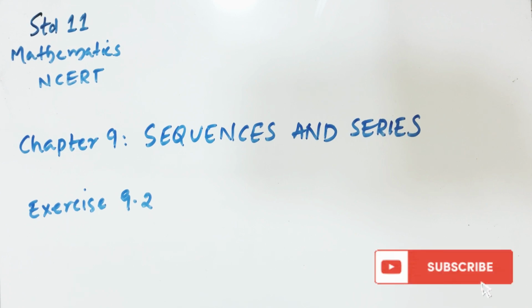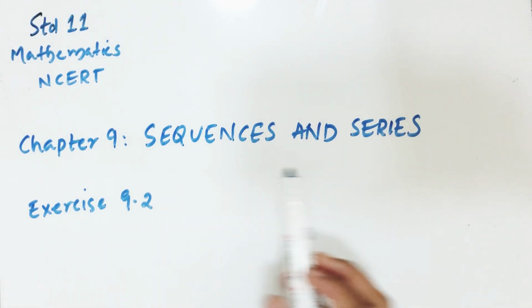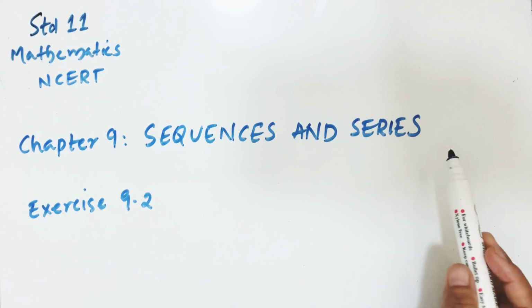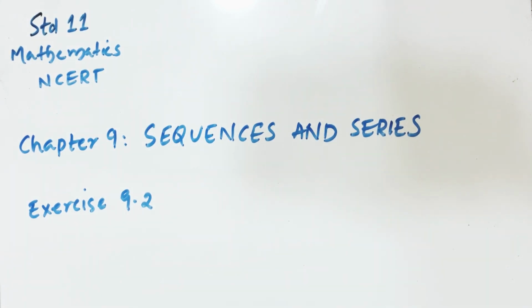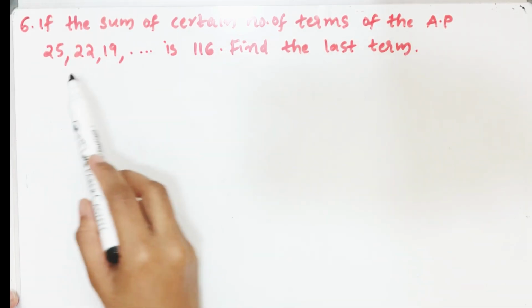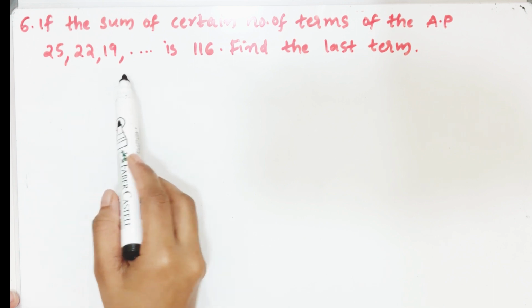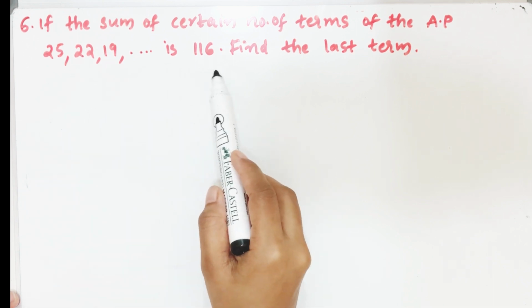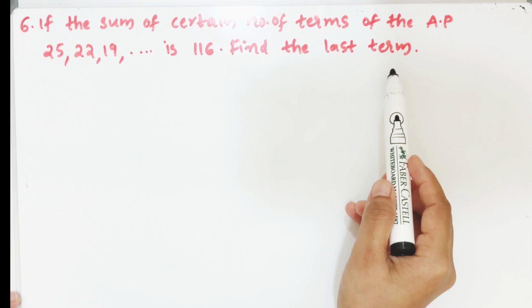We were discussing exercise 9.2 of chapter 9 Sequences and Series, Standard 11 Mathematics NCERT textbook. We discussed the first 5 questions in the last video, so we can see the remaining questions. Question: if the sum of a certain number of terms of the AP 25, 22, 19, etc. is 116, find the last term.